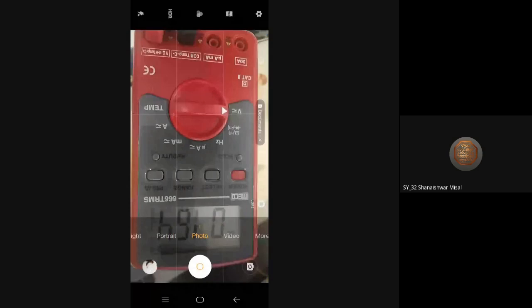Again I will change it. Here you can see the voltage is around 165, 164. For that voltage we will measure the speed. Now you can see it is around 1230. So 165 is our voltage and 1230 is my speed.